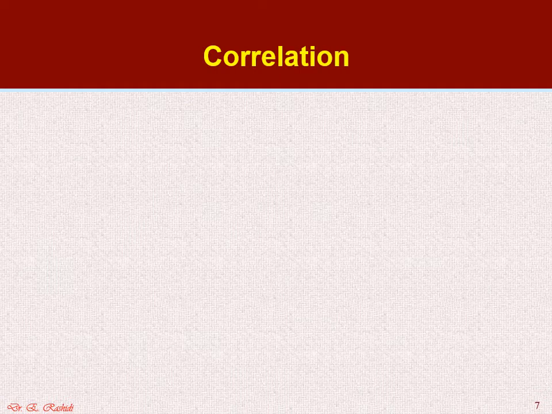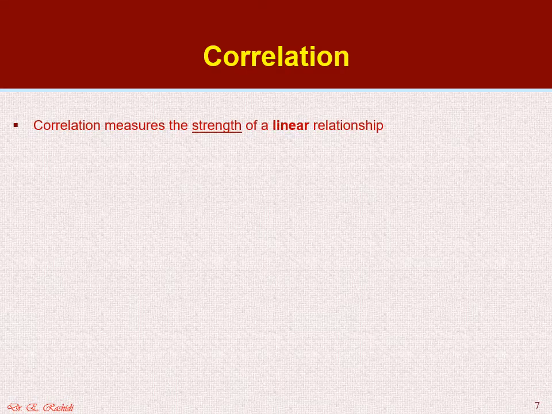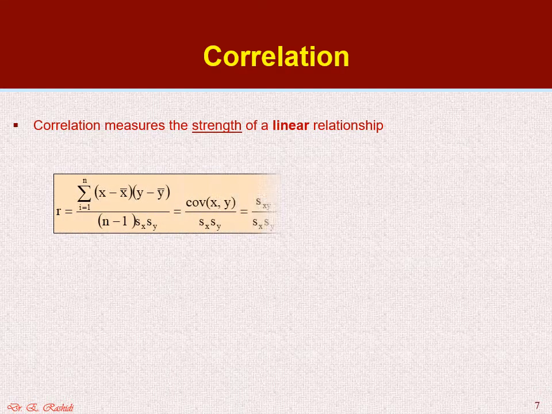Correlation. You might remember the concept of correlation from statistics. Correlation is a normalized version of covariance that measures the relationship between two variables. So correlation measures the strength of a linear relationship between two variables. The formula for correlation is as follows. Because it's a normalized or standardized version of covariance, you see the covariance between x and y divided by the standard deviation of x and the standard deviation of y.